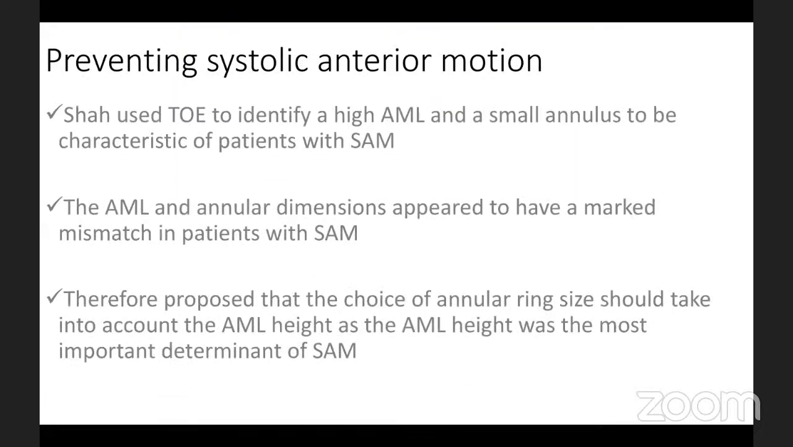Shah used transesophageal echo to identify a high anterior mitral leaflet and a small annulus to be the characteristics of patients with SAM. So the anterior mitral leaflet and the annular dimension appear to have a marked mismatch in patients with SAM. Therefore, they proposed that the choice of annular ring size should take into account the anterior mitral leaflet height, as the anterior mitral leaflet height was the most important determinant in the study of SAM.